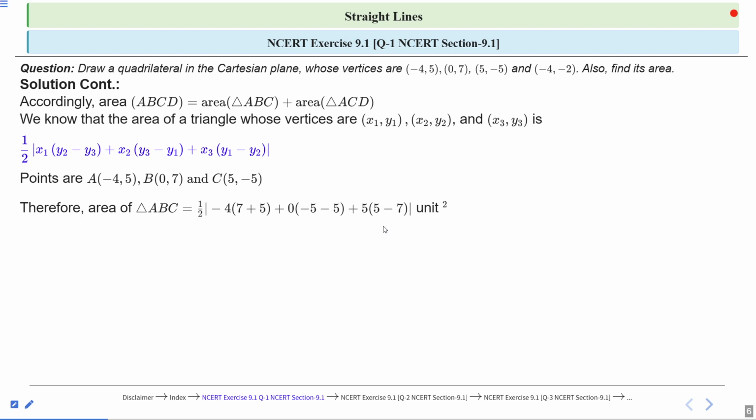Now simplify it, and you will get 1/2 times the modulus of -4 times 12 + 5 times -2 square units. This is equal to 1/2 times the modulus of -48 - 10 square units.